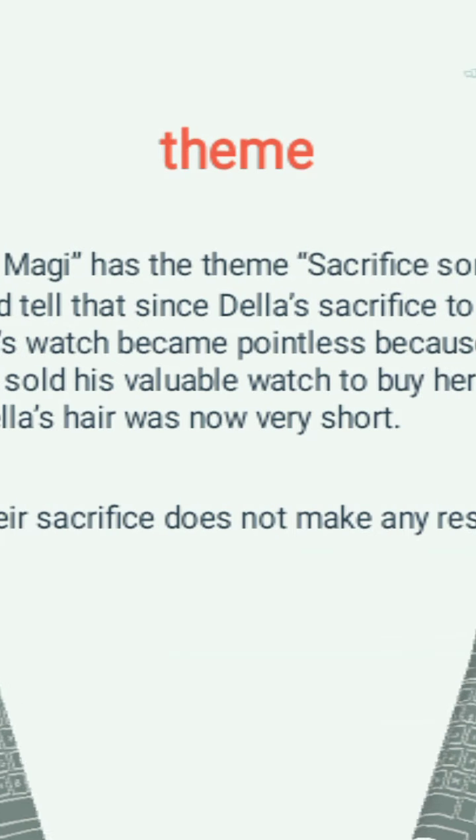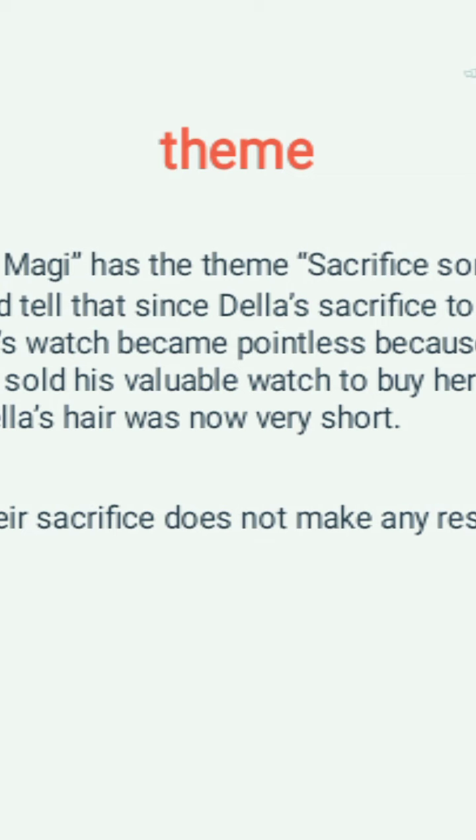Then finally there is theme. Theme is the main idea explored by a literary work. The theme of a story can be a theme of death, theme of revenge, theme of action, and many more. The theme in The Gift of the Magi is that sacrifice sometimes can be pointless.